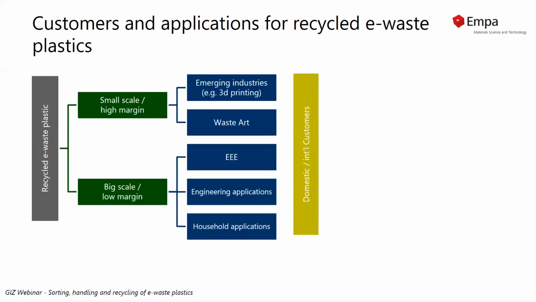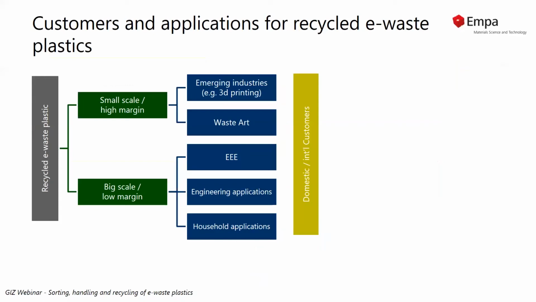Now let's look a bit at the brighter side of plastics recycling, and that is to look at markets and applications for these materials. I've tried to structure a bit what can be done with plastics of, let's say, high quality. You have the common applications, which are big scale, big mass, but low margin. So you're looking into producing consumer products or components of consumer products. You might be looking to go back into electronic and electrical equipment. You might be looking into other engineering applications, for example, the automotive market. You might be looking into household applications.